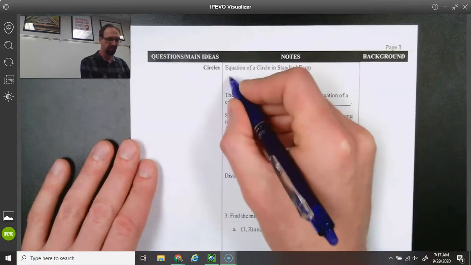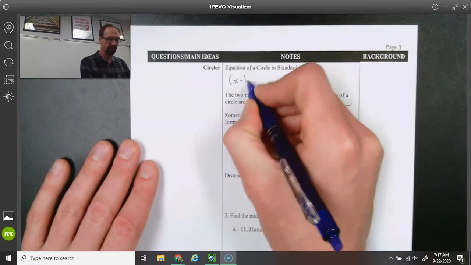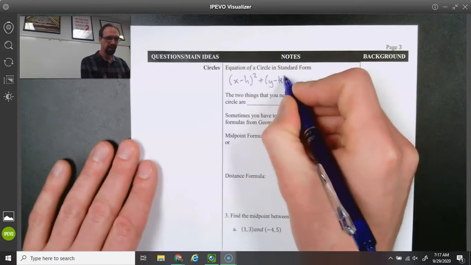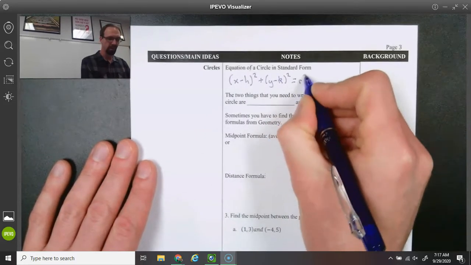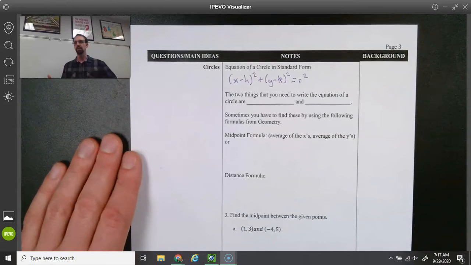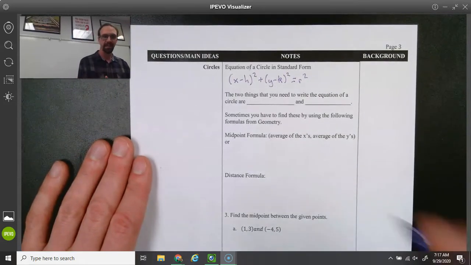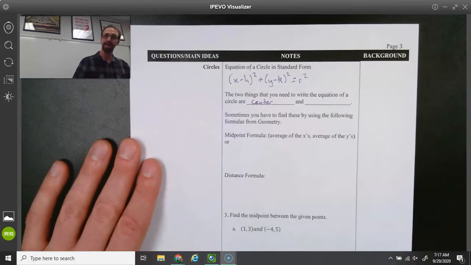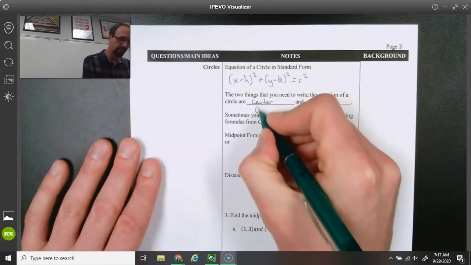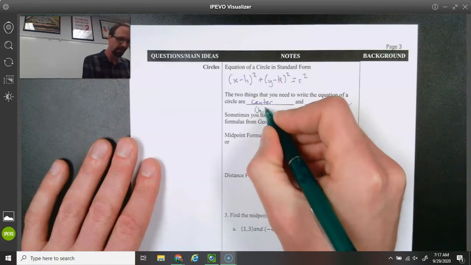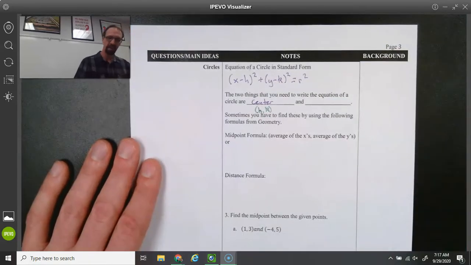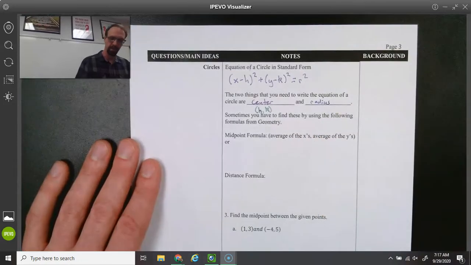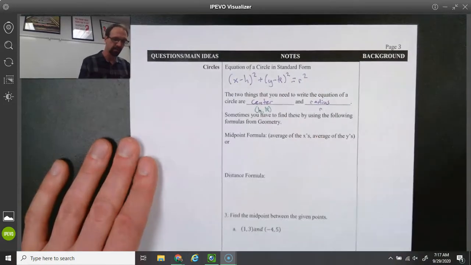So the equation of a circle in standard form is x minus h, quantity squared, plus y minus k, quantity squared, equals r squared. What we need to make a circle is the center, which is (h, k), and it's a point. h is your x value, k is your y value. The other thing we need is the radius. That's how far the circle spreads out from the middle outward, and this is your r in this value.